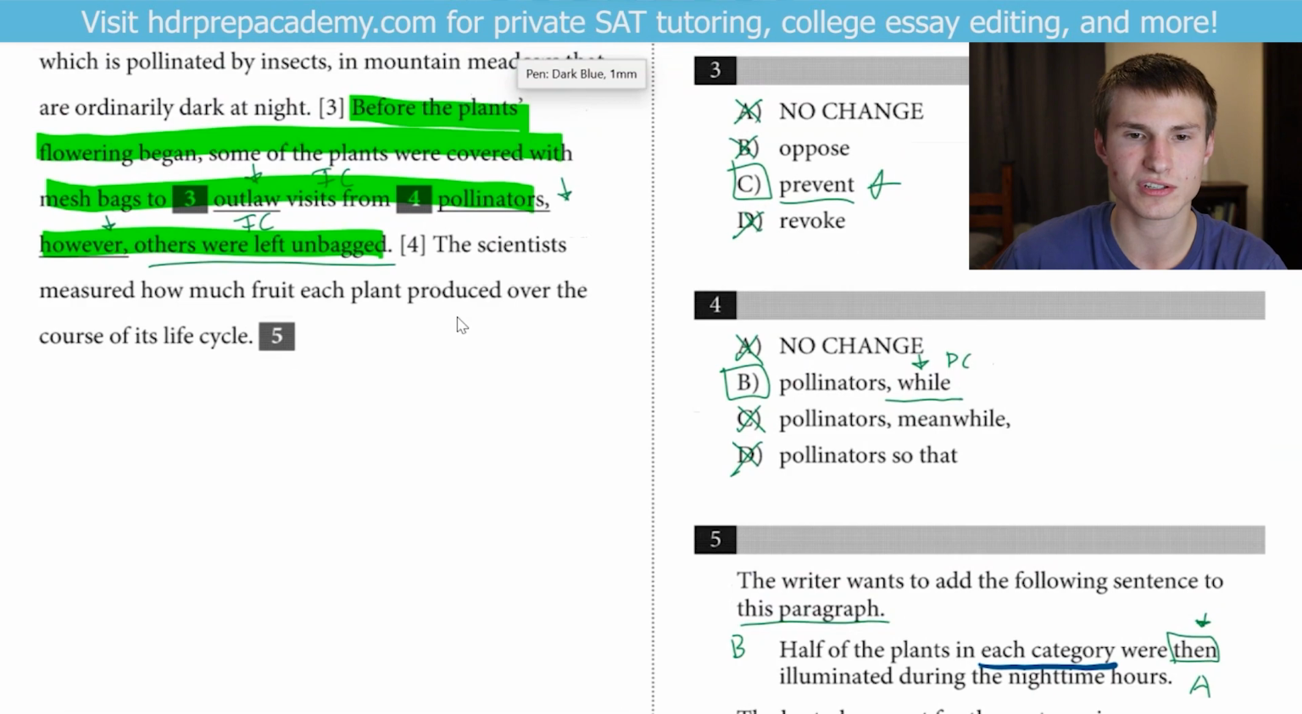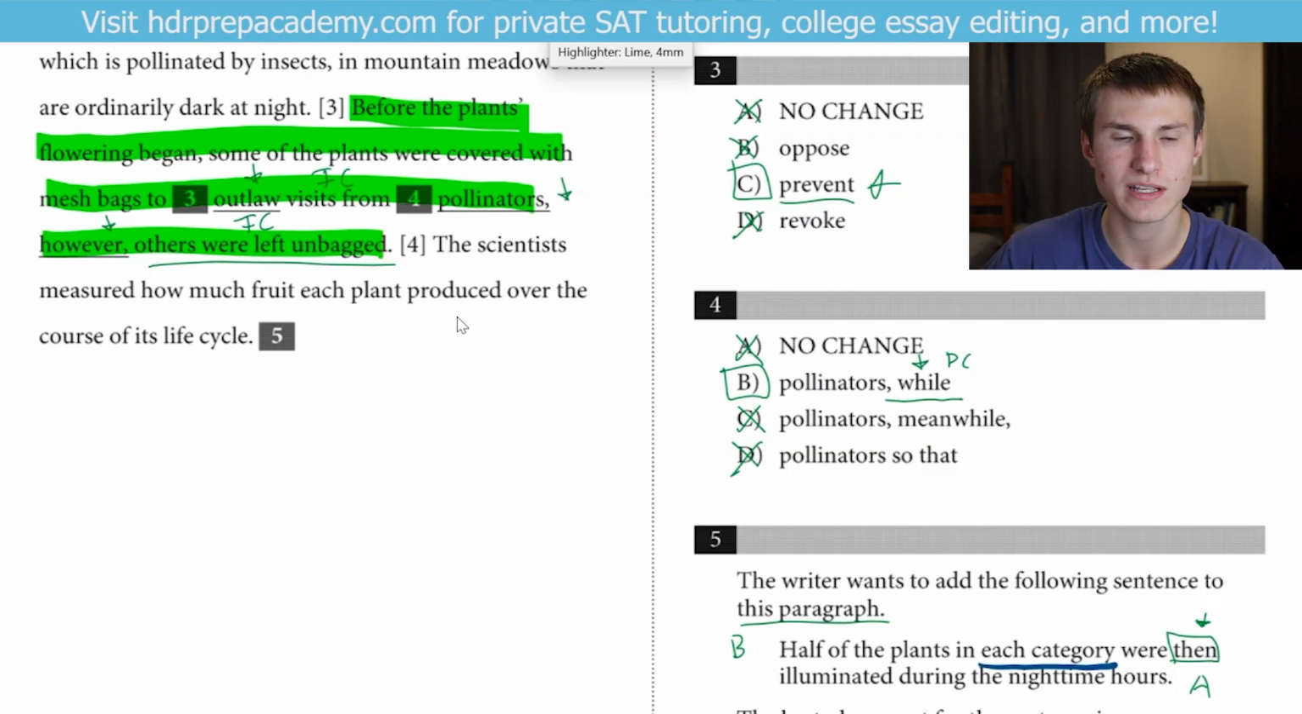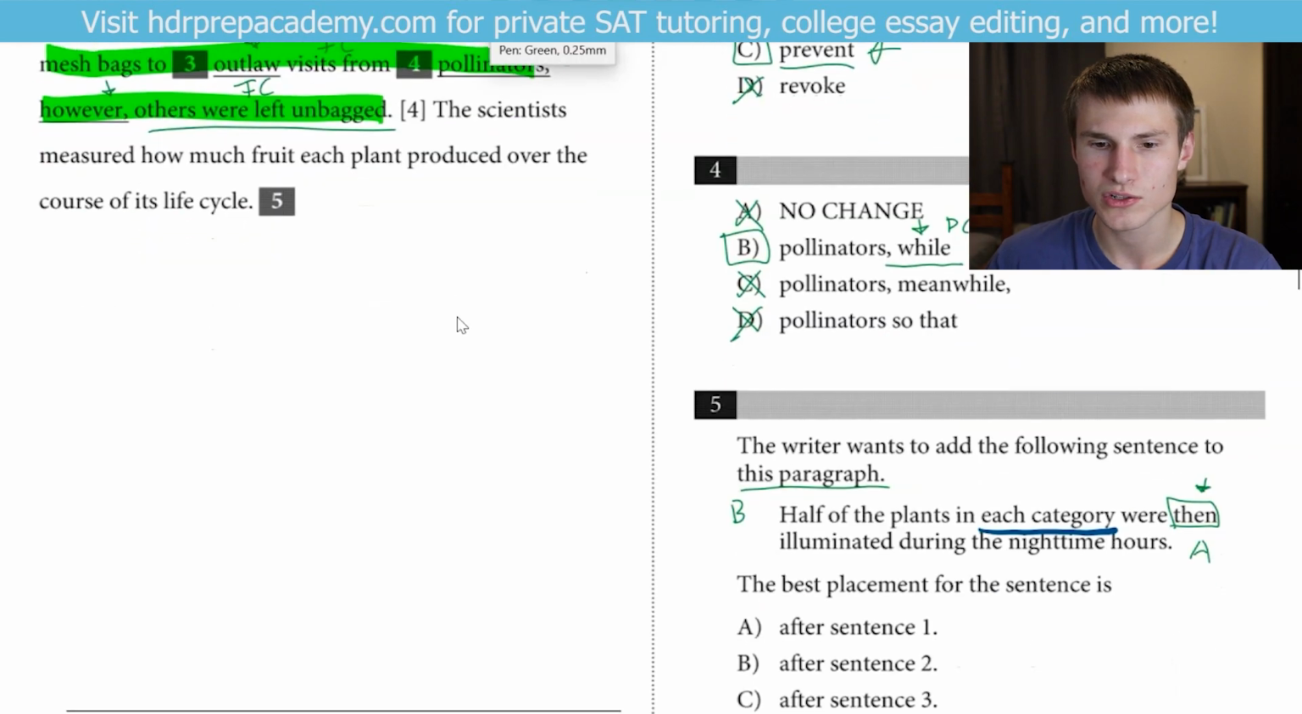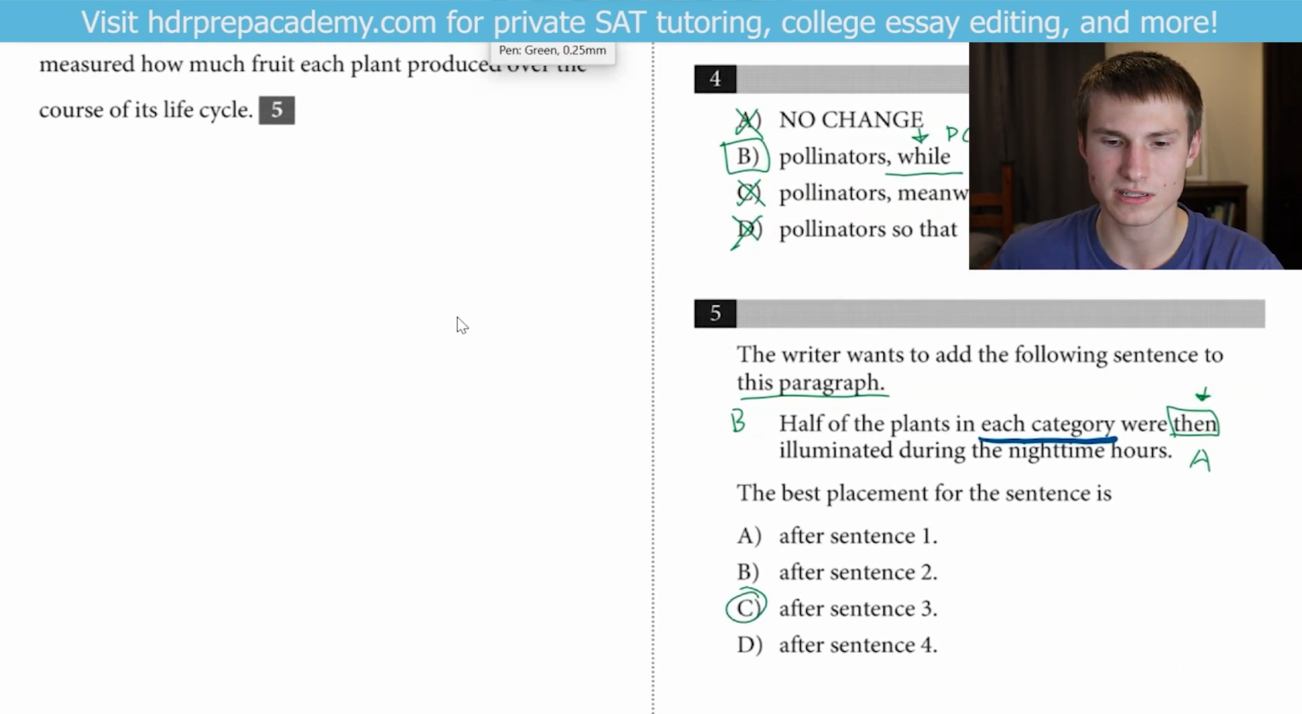We'll just check to make sure sentence 4 then sentence 4 wraps up sort of this experimental setup. So we have sentence 4 says the scientists measured how much fruit each plant produced over the course of its life cycle. Yes, right? That's ultimately going to end up wrapping up this discussion of the experimental setup by now talking about how we're going to end up measuring our results. Okay, so we need to place this after sentence 3 then. So our answer for number 4 would be answer choice C.